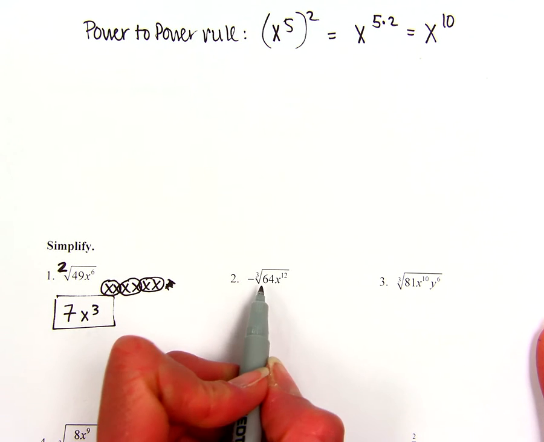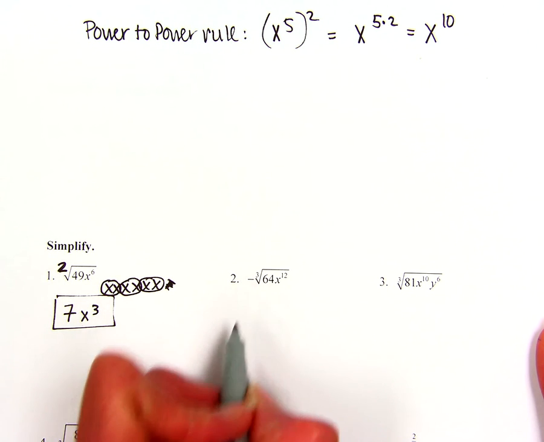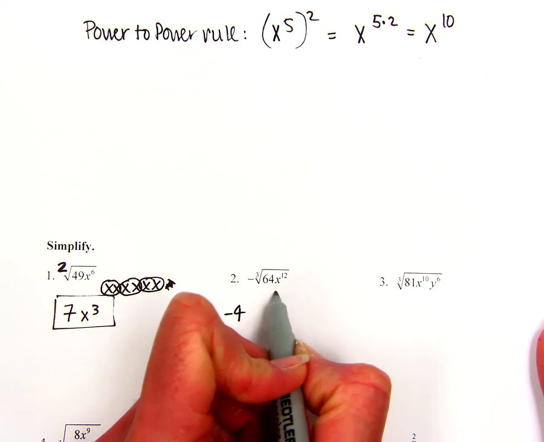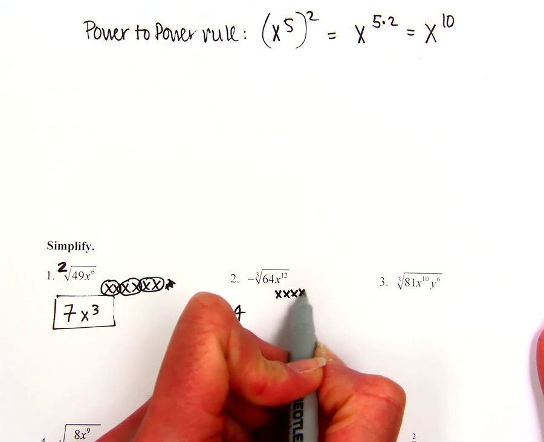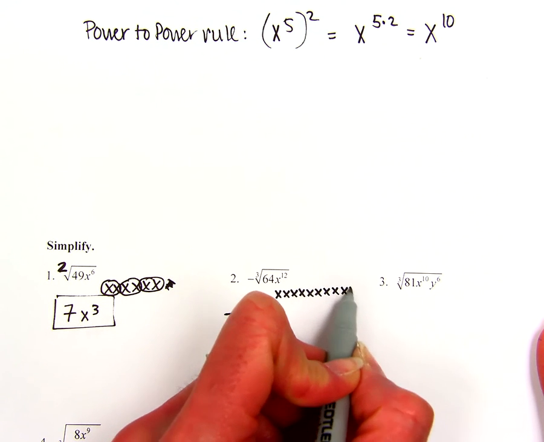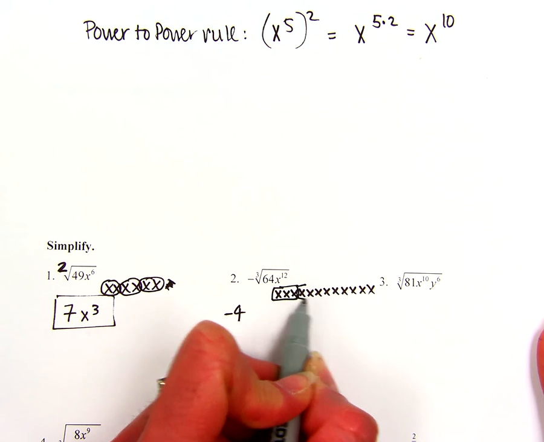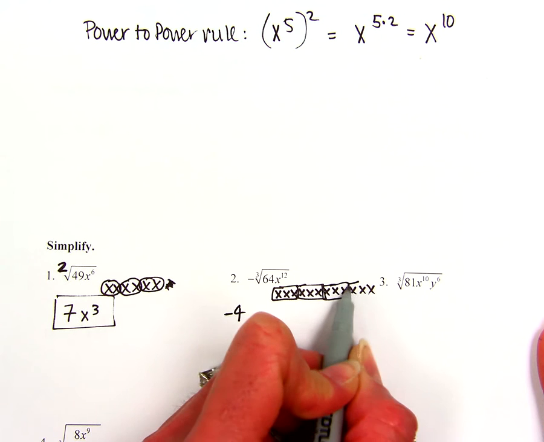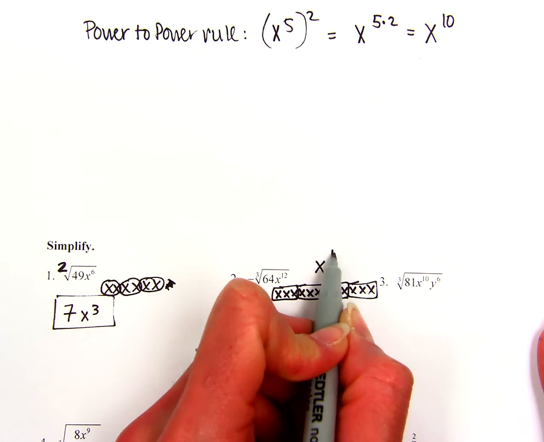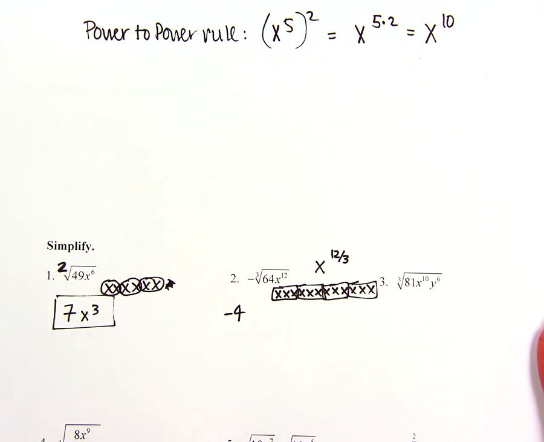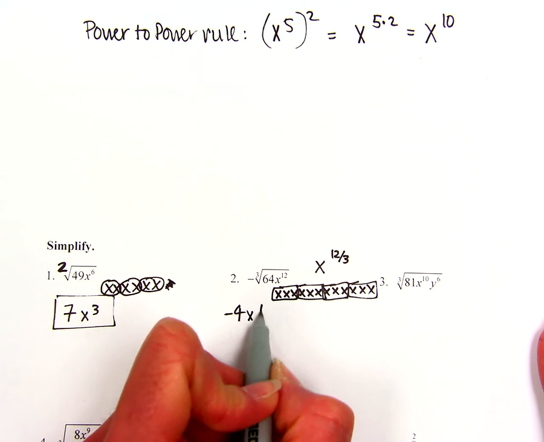All right, next problem, we want to know what's the cube root of negative 64. So that's 4, so it's negative 4. And then we have x to the 12th. We're going to take out as many groups of 3 as we can. And the quick way to do this is to do 12 divided by 3, right, which is 4. So x to the 4th.